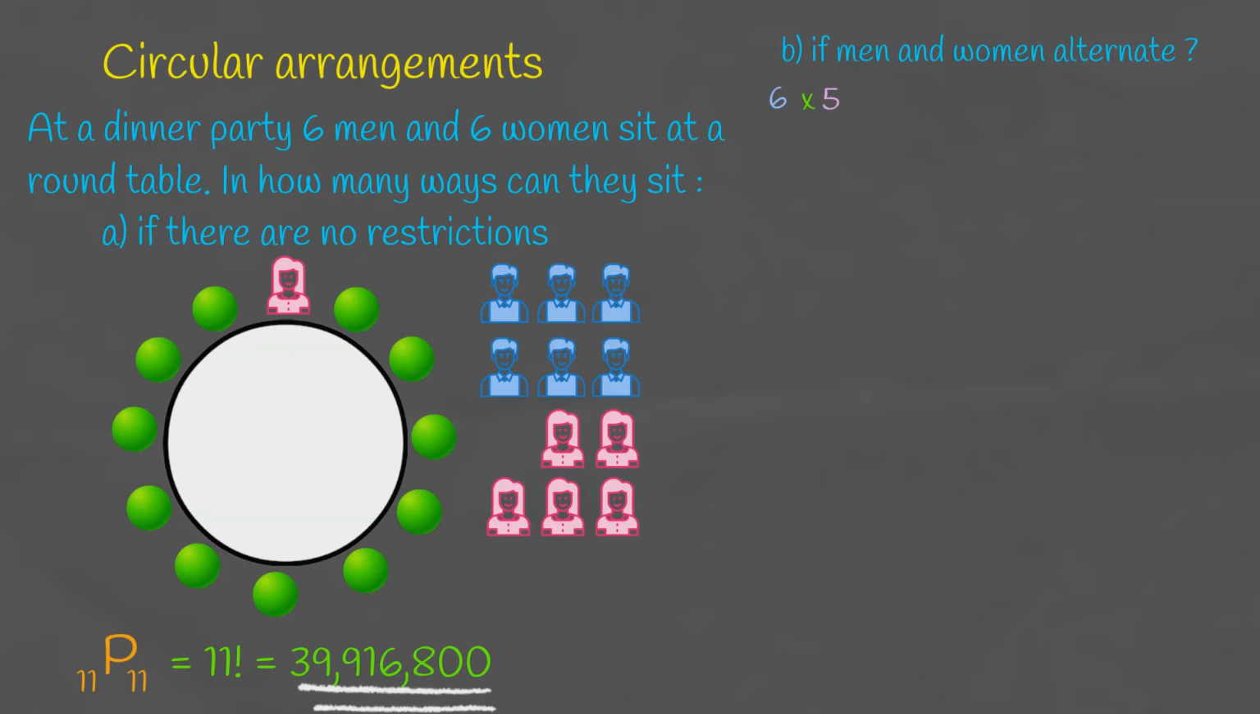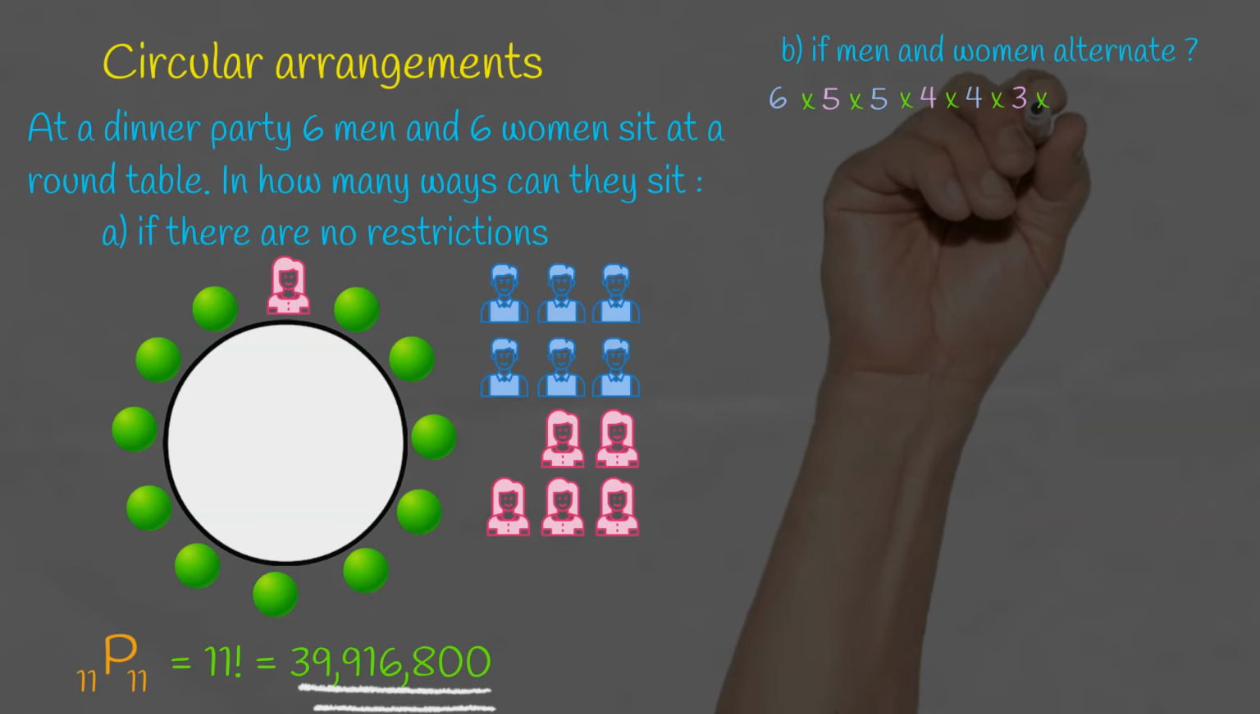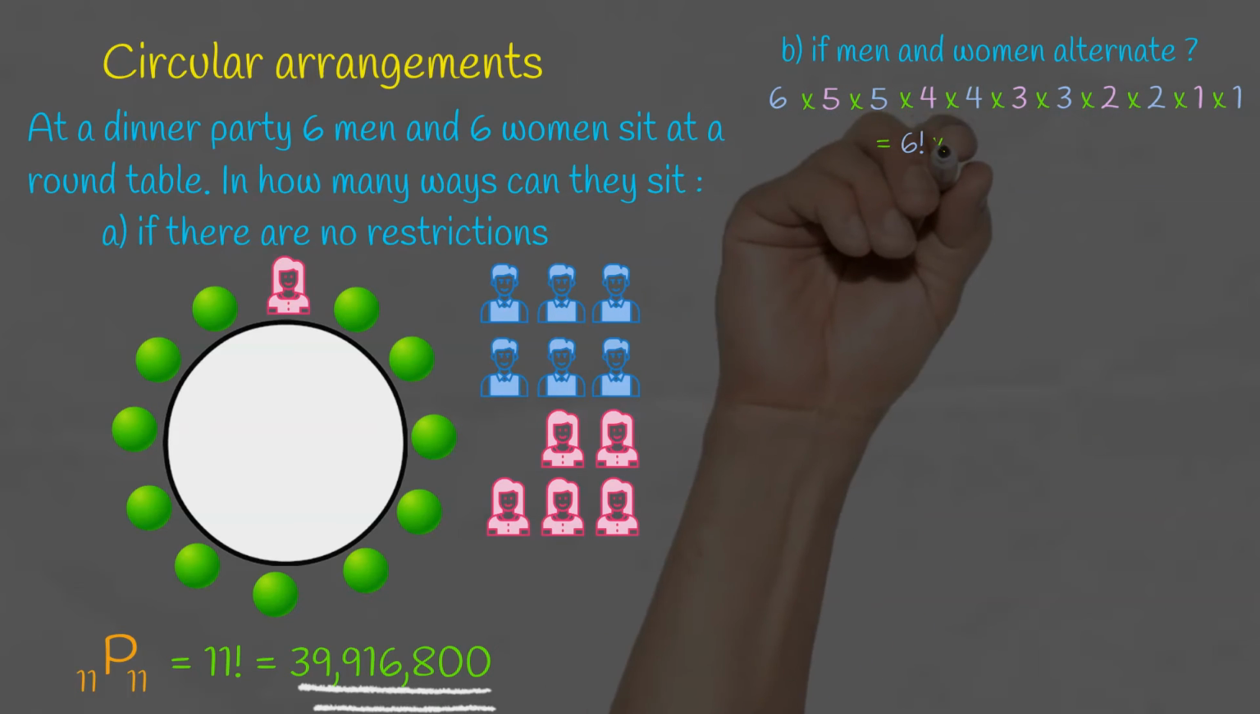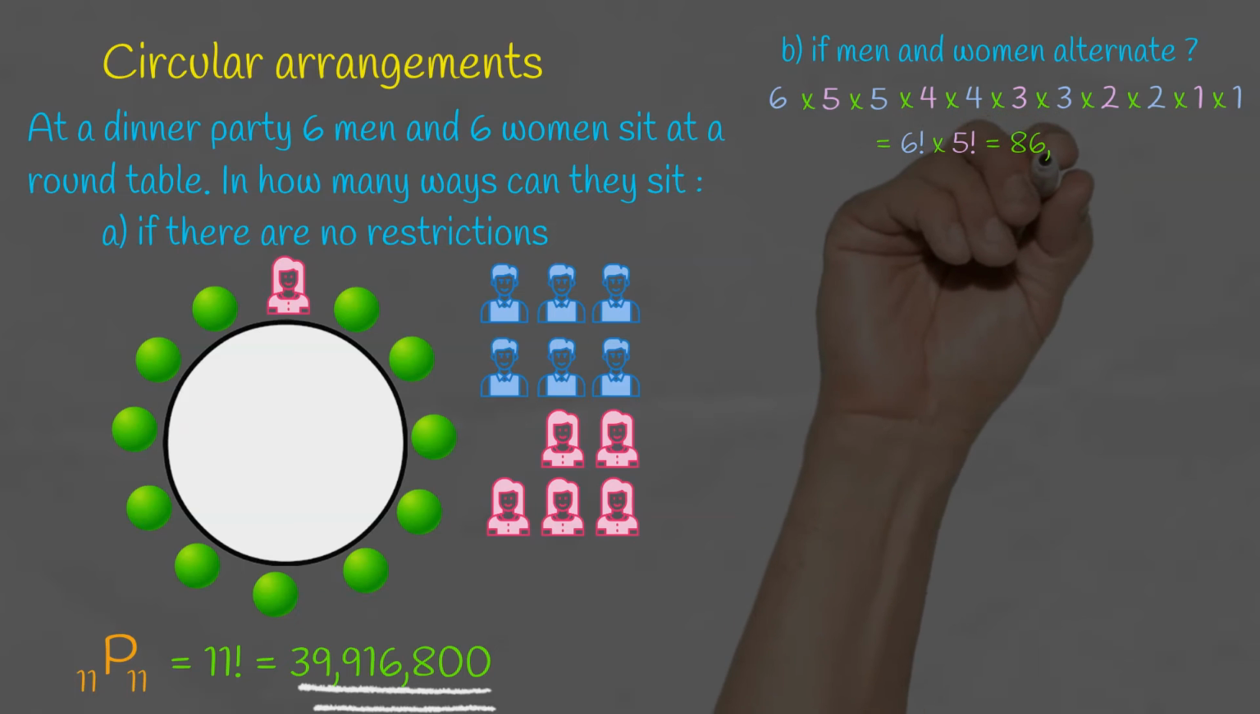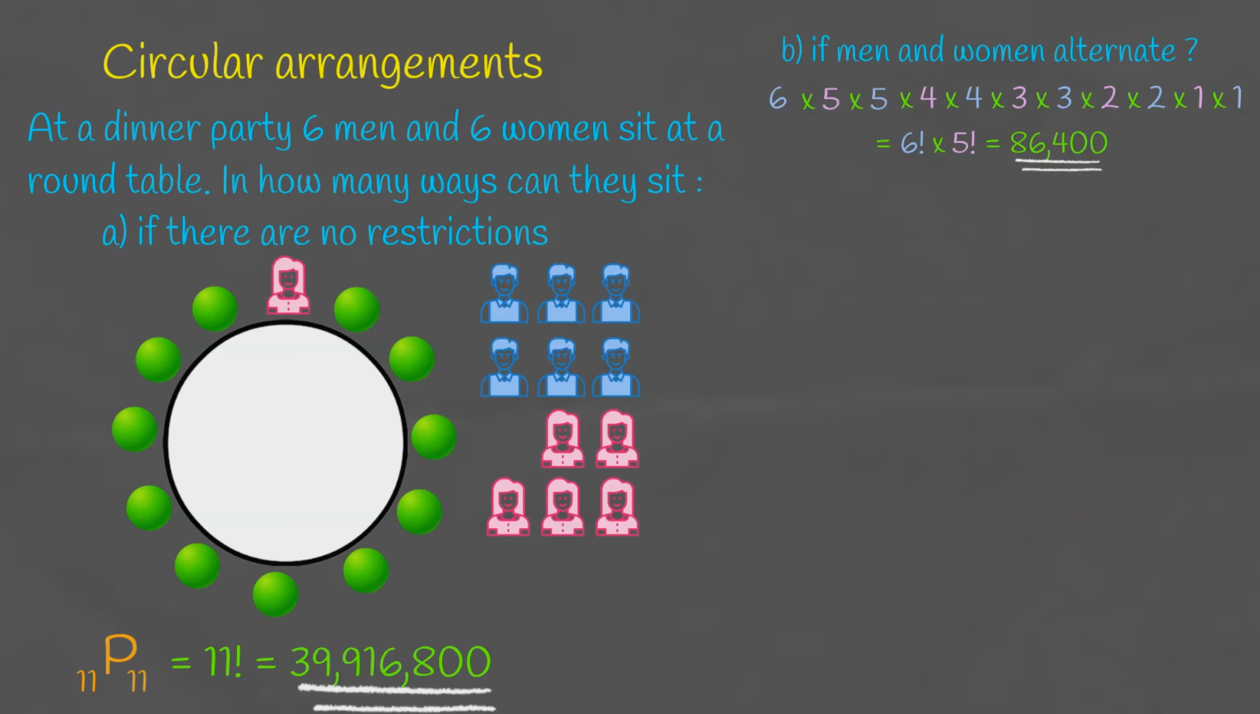And then the person after that has to be a man again, but there's only 5 men left now. So therefore, there's only 5 people to choose from for that position, and so on until we get this. And this is the same as saying 6 factorial times by 5 factorial. So the answer is 86,400.